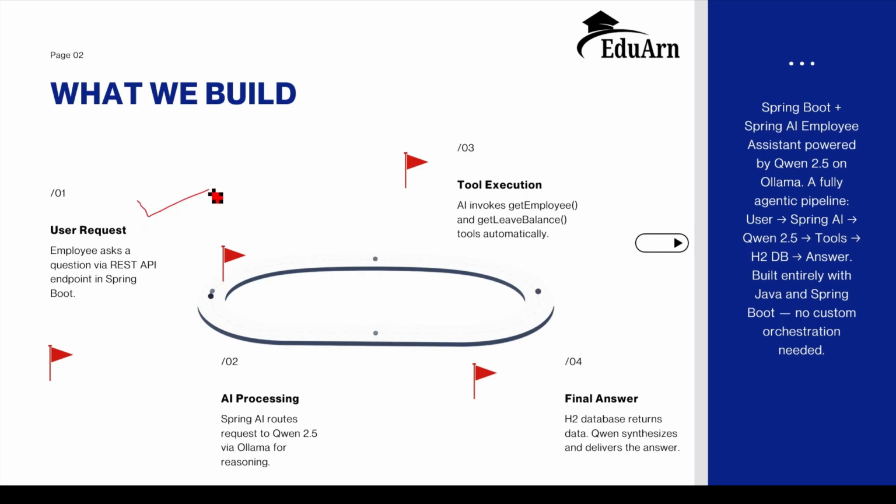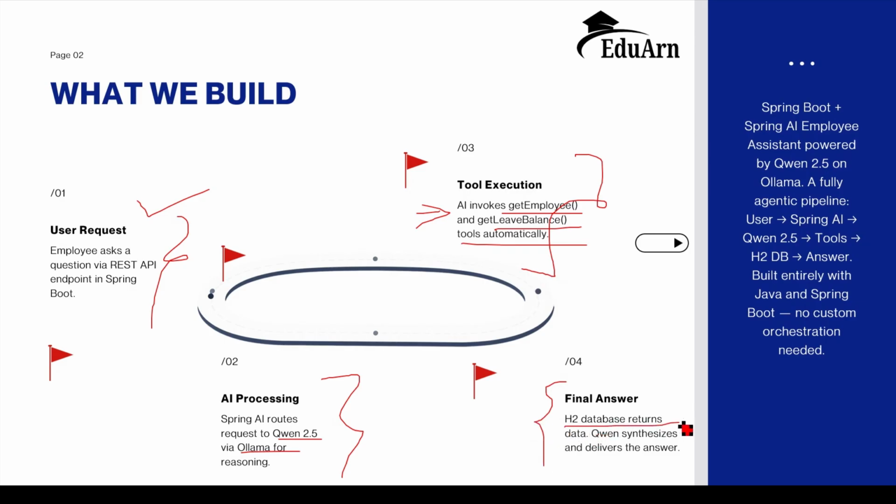We will get the user request, like an employee asking a question via a REST API endpoint in a Spring Boot application. It will go to processing via Spring AI routes, and with the help of the Qwen and Ollama model, it will do all the reasoning. Then tool selection and execution will happen, like retrieving employee information or getting leave balance, and then it will decide, retrieve the data from the database, and return the final answer.